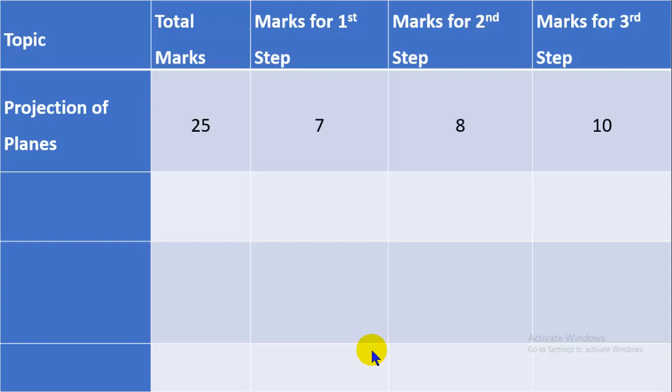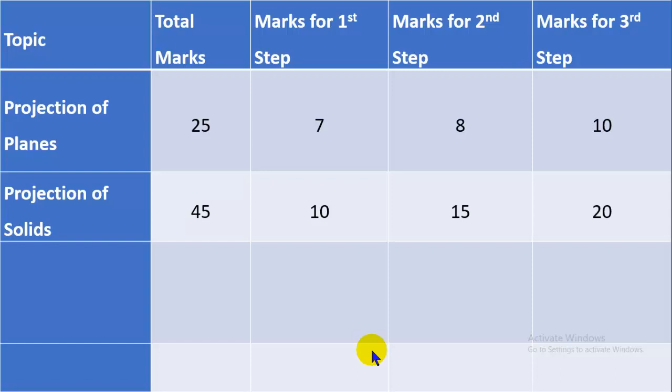Coming to the next, the projection of solids, 45 marks is there. If you do the first step correctly, you can secure 10 marks. If you do the second step correctly, you can get 15 marks. And if you do the third step correctly, you can get 20 marks. See, the last step will carry the good marks.